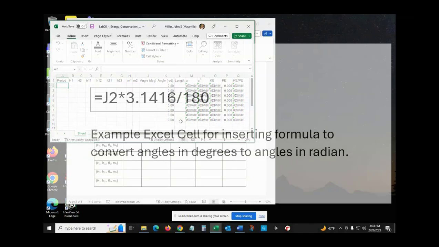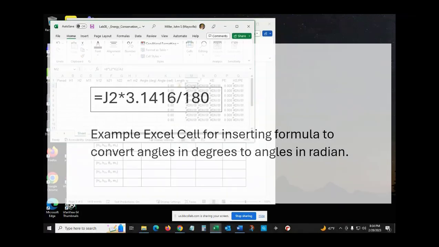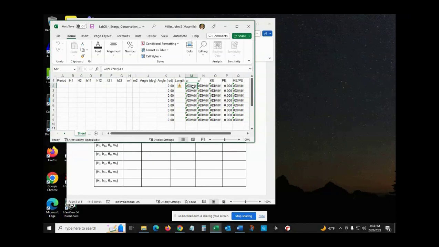Column K is needed because when it comes to calculations, Excel needs the angles in radians and not degrees. You will need to put a calculation in these cells to do that conversion. Column L is where I put my lengths. Again, make sure to match up the proper length with the proper period and angle.